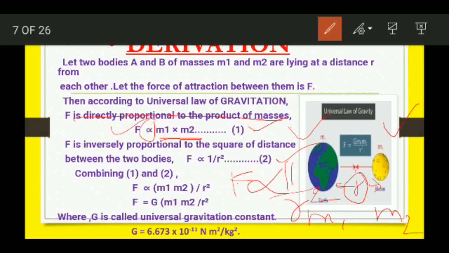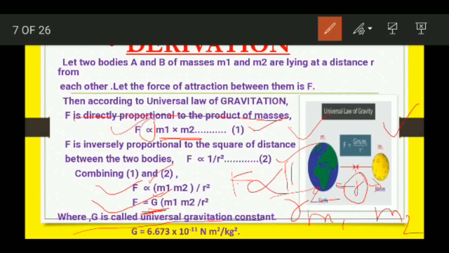Now from 1 and 2, you can see both left sides have F. So F is directly proportional to m1 m2 divided by r square. Now for removing this directly proportional sign, we have to put a constant, capital G. The proportional sign will be removed and an equals sign put. F equals G m1 m2 divided by r square. So this is the formula of the universal law of gravitation, or the formula of gravitational force.